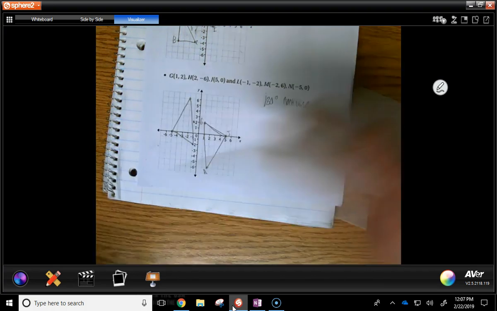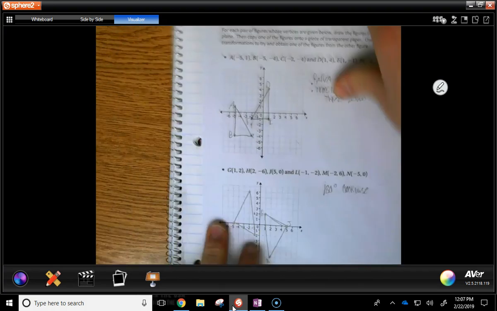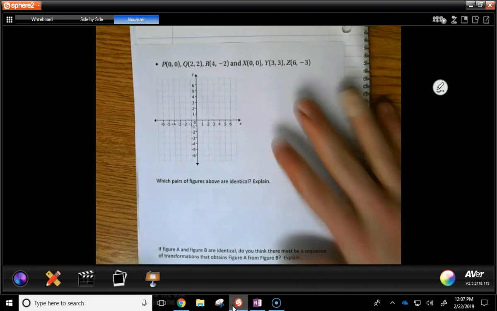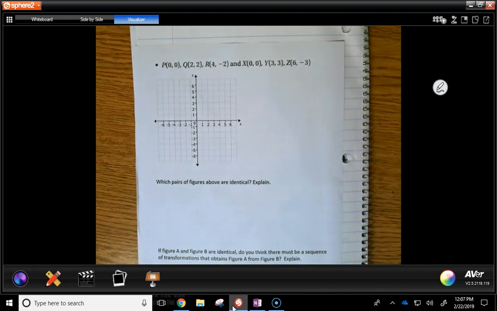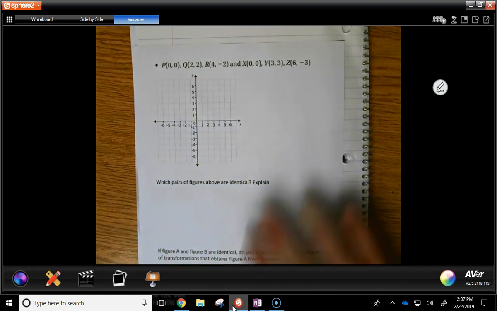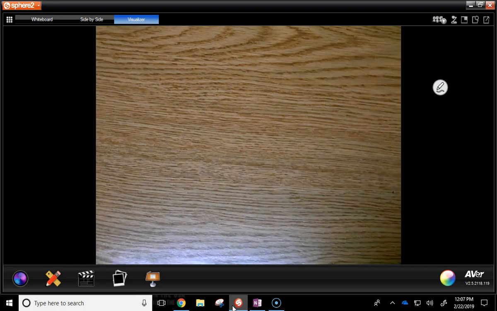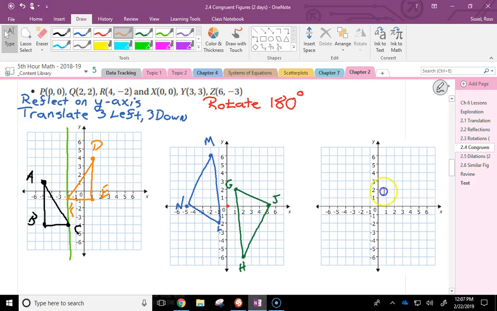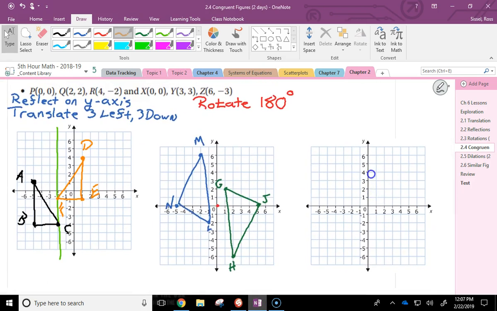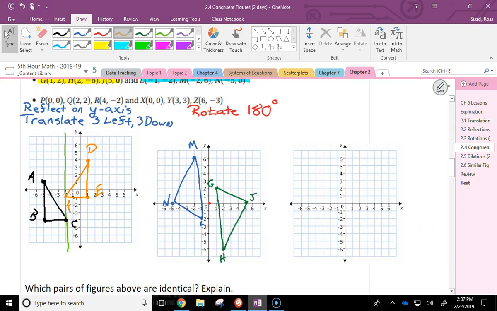Okay, one last question. You need to take your notebooks and turn the page. There's one last one. So, do this one, and if you can prove it to me mathematically, you win. You win the sucker. So there's one last one.